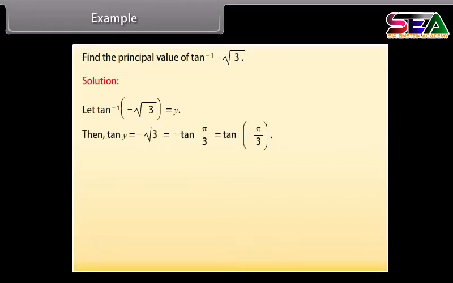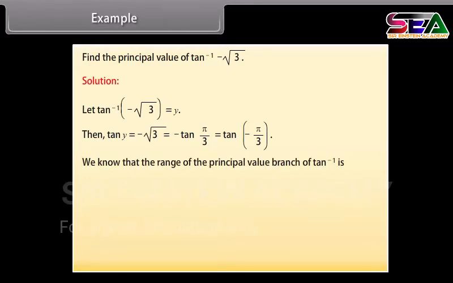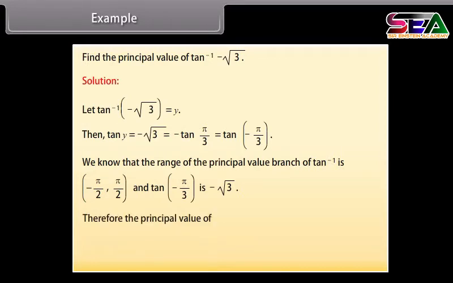Then tan y is equal to -√3 is equal to minus tan pi by 3 is equal to tan minus pi by 3. We know that the range of the principal value branch of tan inverse is minus pi by 2, pi by 2, and tan minus pi by 3 is -√3. Therefore, the principal value of tan inverse of -√3 is minus pi by 3.